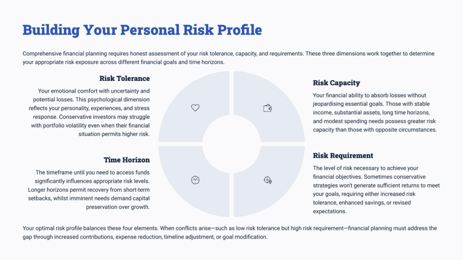Building a personal risk profile involves assessing risk tolerance, capacity, and requirements. Risk tolerance is your comfort with uncertainty, while risk capacity is your financial ability to absorb losses. Risk requirement is the risk needed to meet goals. Time horizon affects risk levels, with longer horizons allowing recovery from setbacks. Balancing these elements is crucial for effective financial planning.